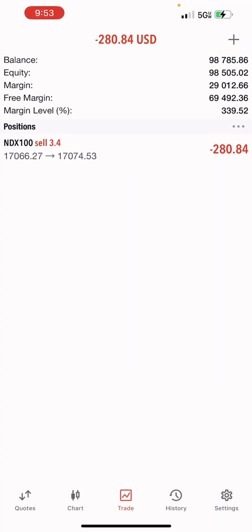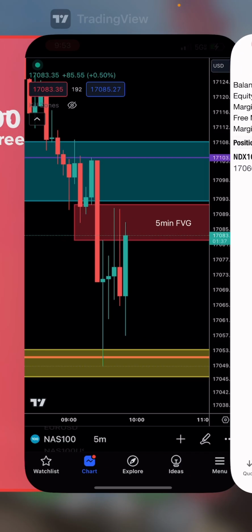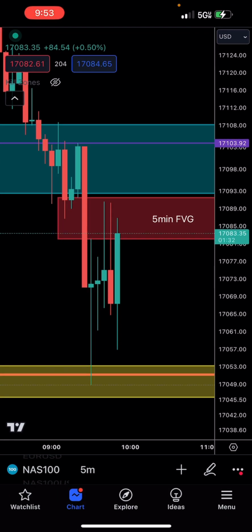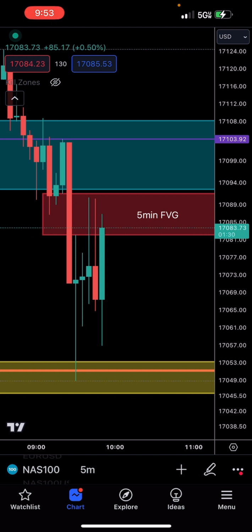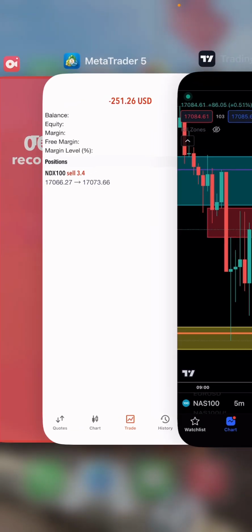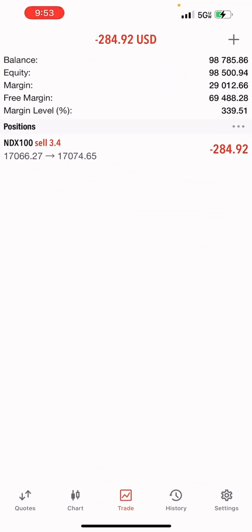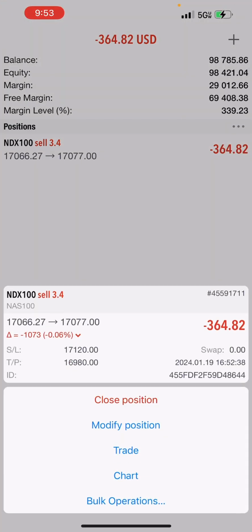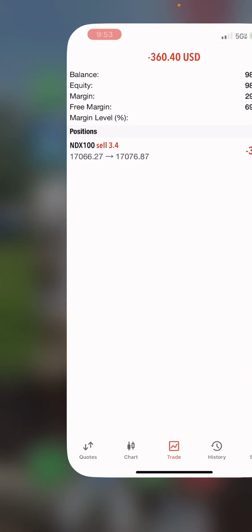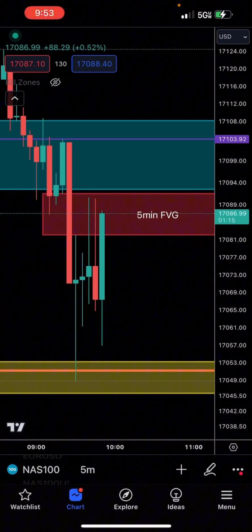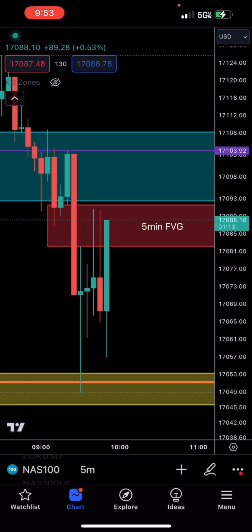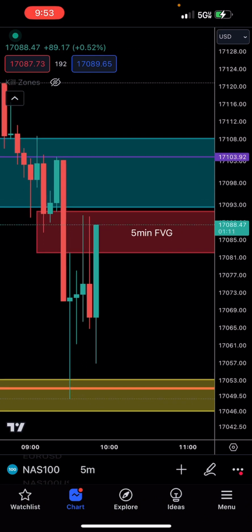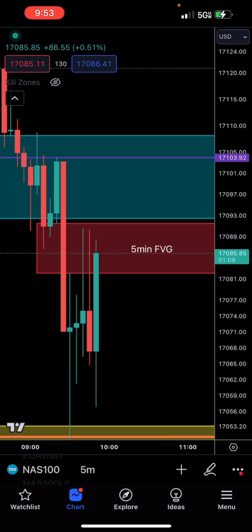I'm down almost 10 points right now, and I'm risking about 54 points on this to make like 80. And look, now it's coming to go in my blue box. Wow.